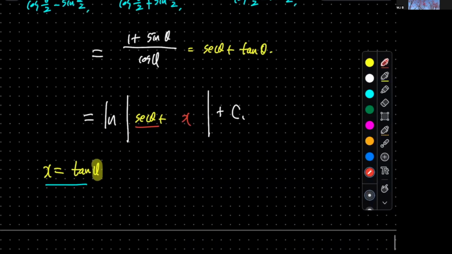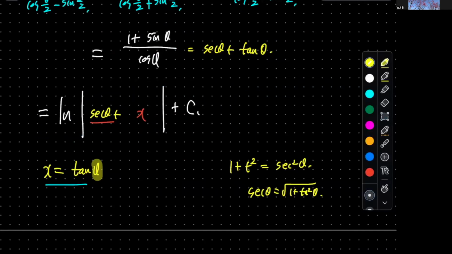Yeah, you can use, again, the Pythagorean identity. 1 plus tangent square is equal to secant square theta. So secant theta will be square root of 1 plus tangent square theta. Therefore, it will be something in terms of x. Then we have ln of absolute value of x plus square root of 1 plus x squared plus c is what we have.